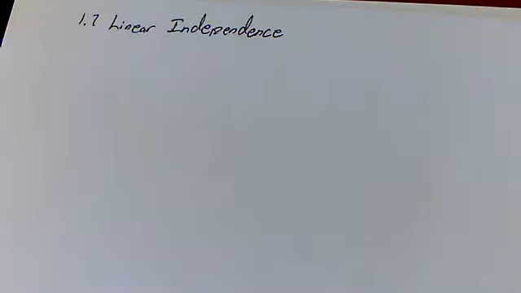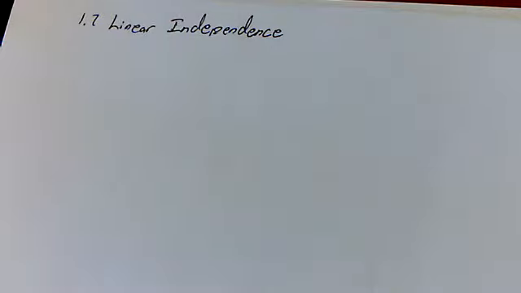Okay, in section 1.7, we're going to be looking at the idea of linear independence. Again, a lot of these concepts in chapter 1 relate to each other, so we're going to rely heavily on the things that we did in 1.5, for example, when we were talking about solution sets, and in 1.4, when we were talking about linear combinations. All of that plays a role here.